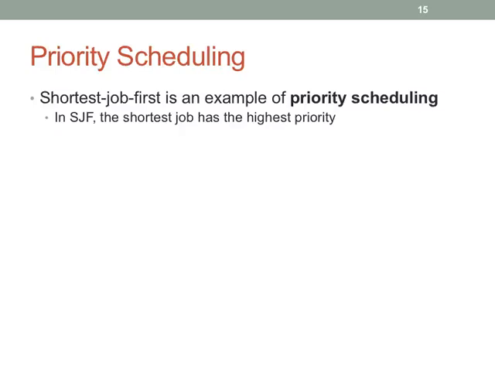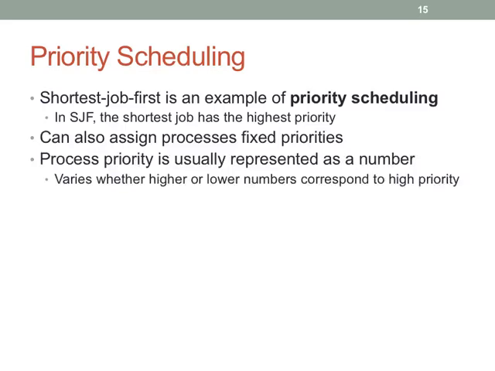Okay. And so shortest job first is an interesting example, because it is a kind of priority scheduling. You're basically saying the shorter your next CPU burst, the higher the priority. Okay. So you can think of it in terms of priority scheduling. And it is also possible to assign fixed priorities.